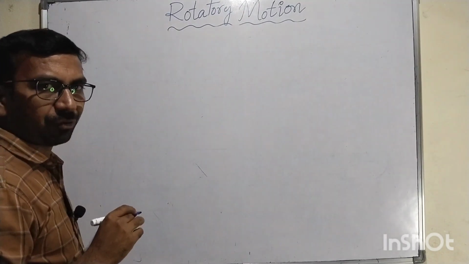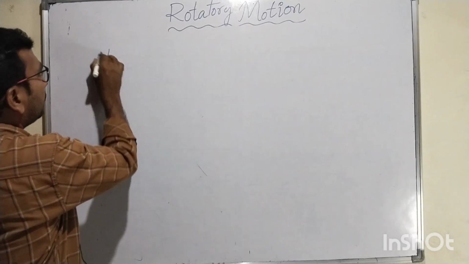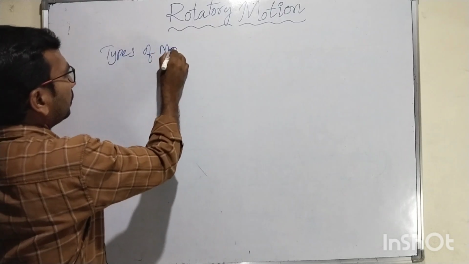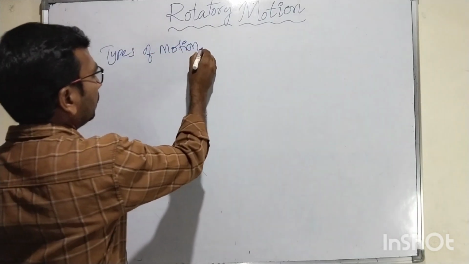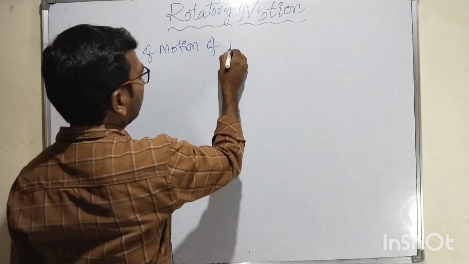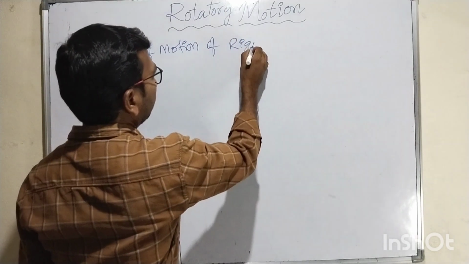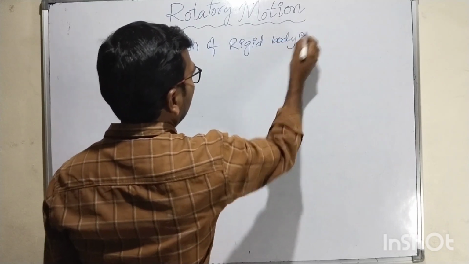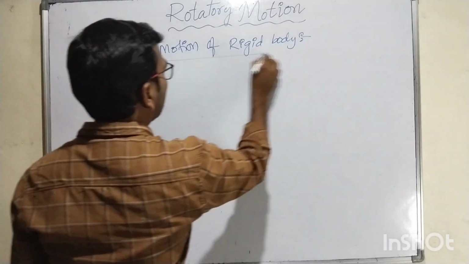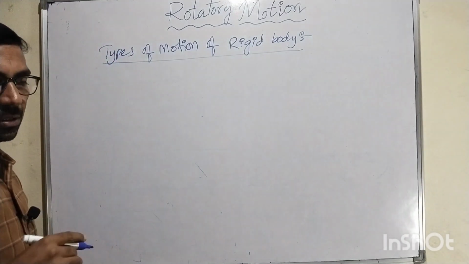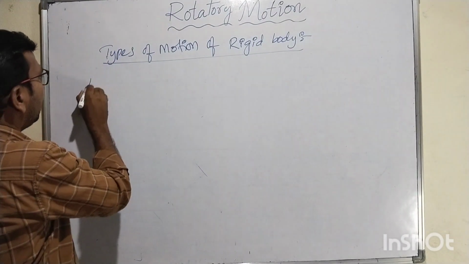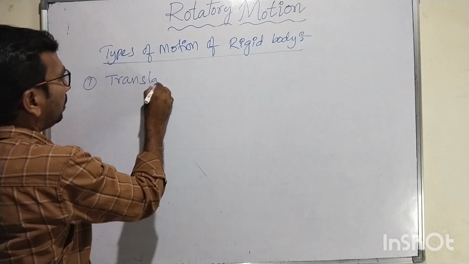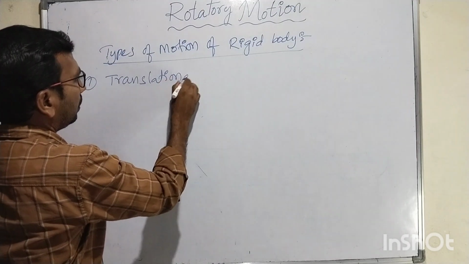Next, types of motion of a rigid body. There are different types of motion of rigid bodies. We can discuss them one by one. So first, translational motion.